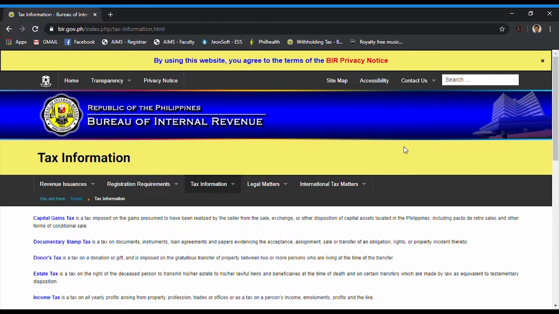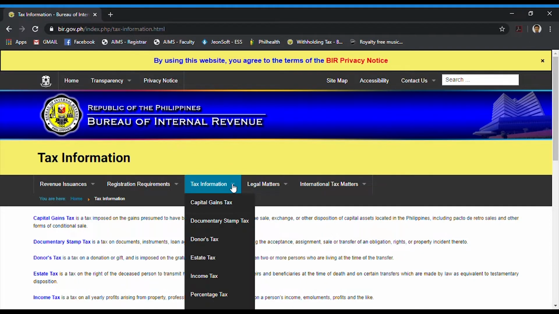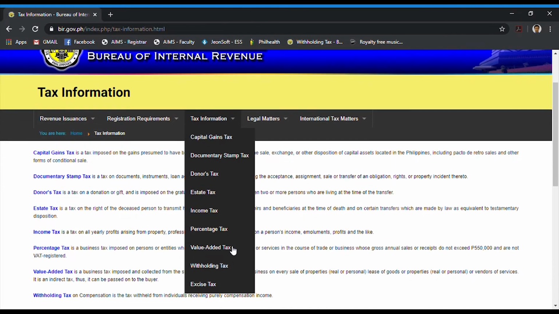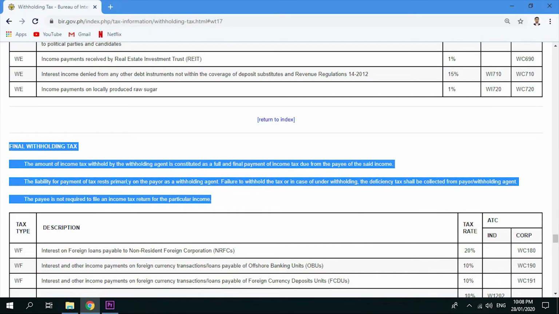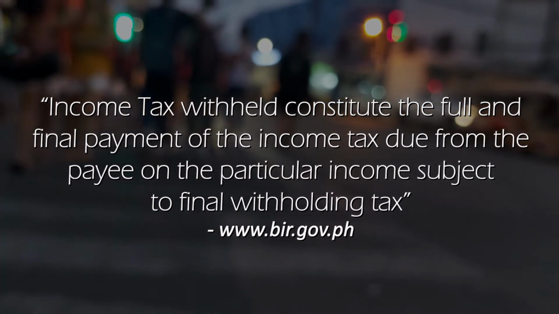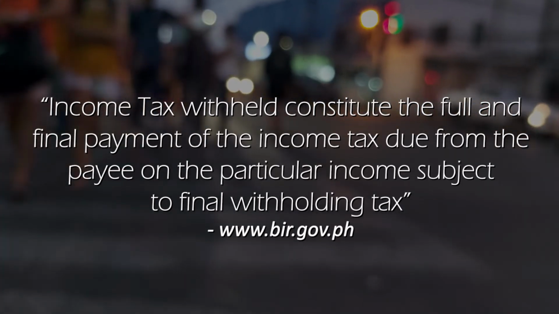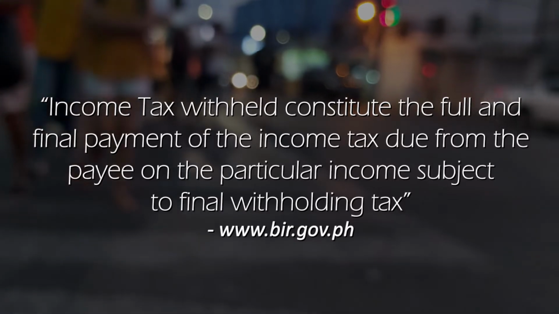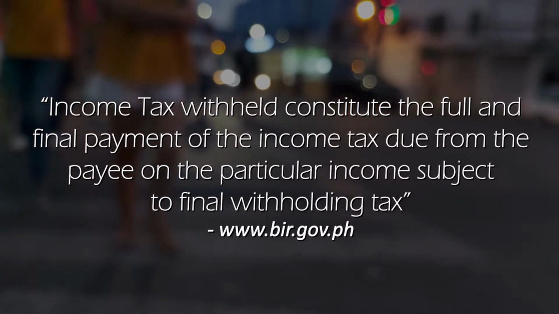According to the website of the BIR, final withholding tax is a kind of withholding tax which is prescribed on certain income payments and is not creditable against the income tax due of the payee on other income subject to regular rates of tax for the taxable year. Moreover, the income tax withheld constitutes the full and final payment of the income tax due from the payee on the particular income subject to final withholding tax.